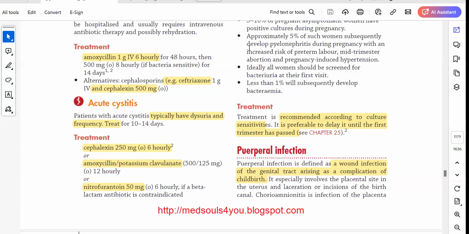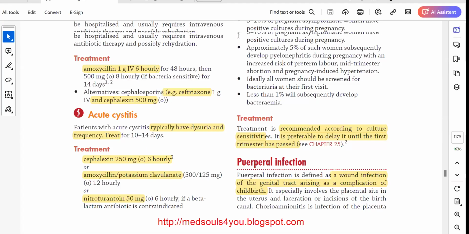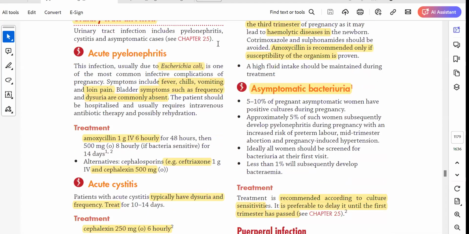In a non-pregnant patient, your first line antibiotic is trimethoprim. So we either use trimethoprim or we use cefalexin. But trimethoprim cannot be used in a pregnant patient. So for a pregnant patient, cefalexin is the choice, or amoxicillin clavulanic acid, or nitrofurantoin. Okay. How about pyelonephritis?